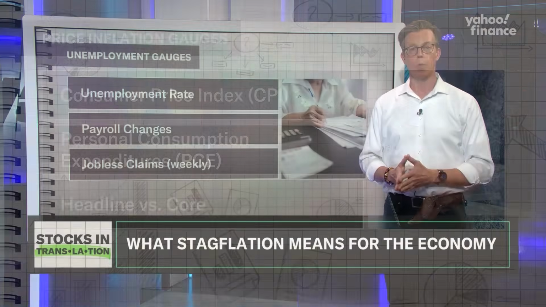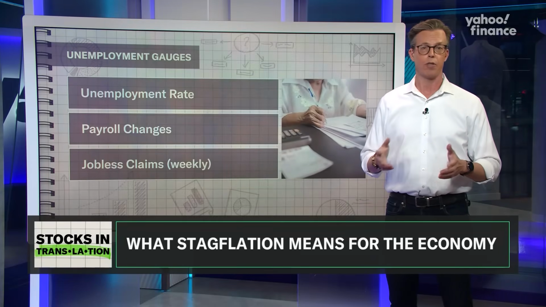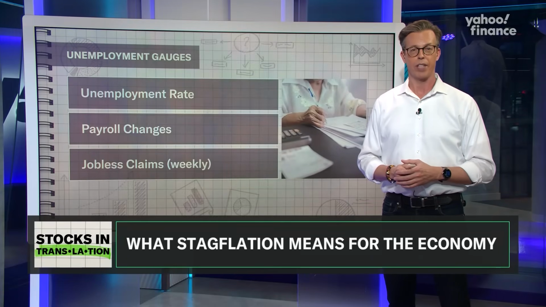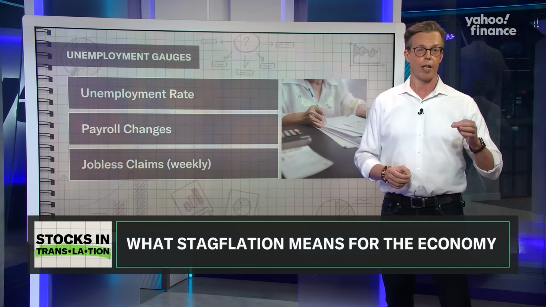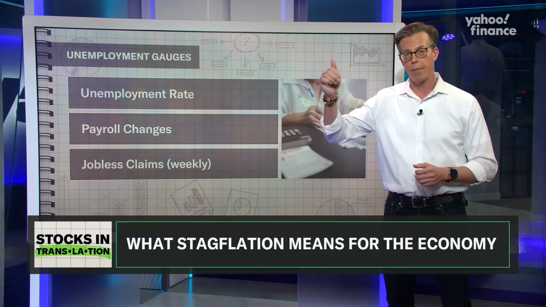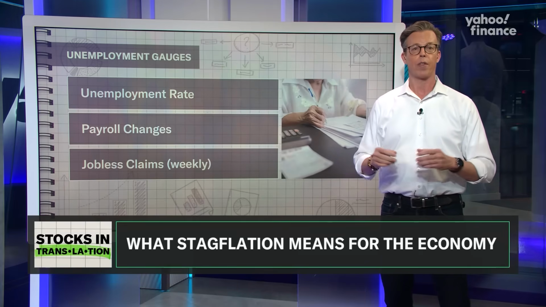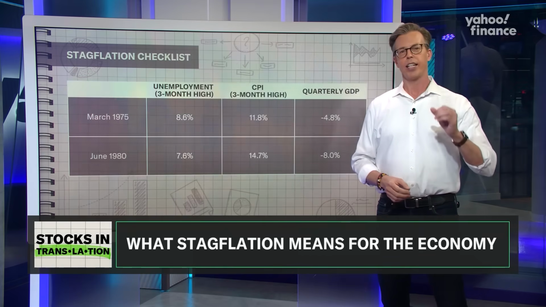And for jobs, we watch the unemployment rate and how many payrolls are added or subtracted each month, courtesy of the Bureau of Labor Statistics. We also like to watch the weekly filers for unemployment claims, since it's higher frequency. If claims start climbing while payrolls fade, that's part of the stagflation case gathering clouds. Now, let's check the history.